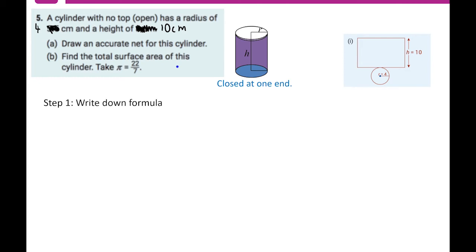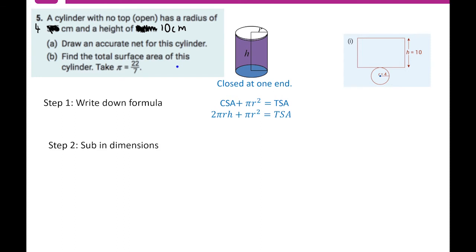In part B, we're asked to find the total surface area of the cylinder. The first thing we need to do is write down our formula. The formula for the total surface area of a cylinder which is closed at one end is equal to your curved surface area plus the area of your circle, which gives us 2 pi r h plus pi r squared is equal to our total surface area.